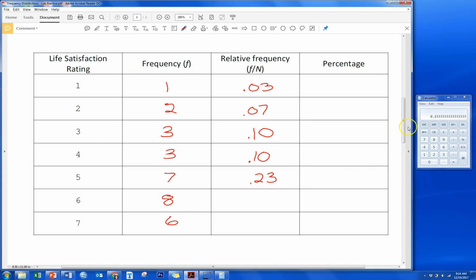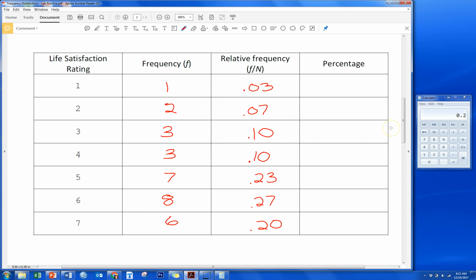And then we have 8 divided by 30, which gives us 0.26 repeating, so we'll round that to 0.27. All right, 0.27. And then finally we have a 6, so that's going to be 6 divided by 30, 0.2, and we'll add the second decimal place, so 0.20. All right, so now we have the frequency and we have the relative frequency.